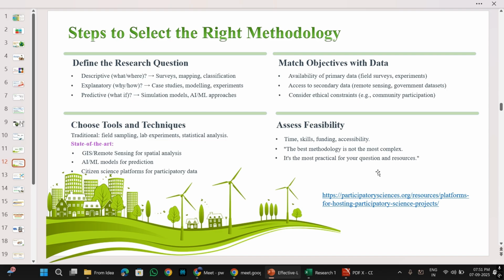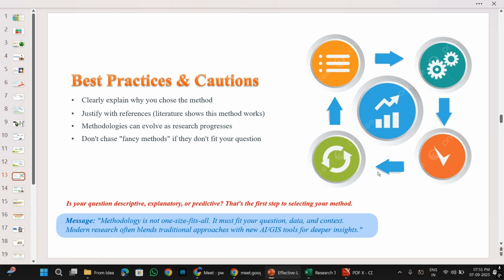Okay, just give me a thumbs up if you have heard of this particular website. A website in the sense of participatory platform, right? Yeah. Okay, so the best practices while you are choosing a methodology, clearly explain why you chose the method. You have to defend why you chose a given method, because you are serious about the method that you have chosen.